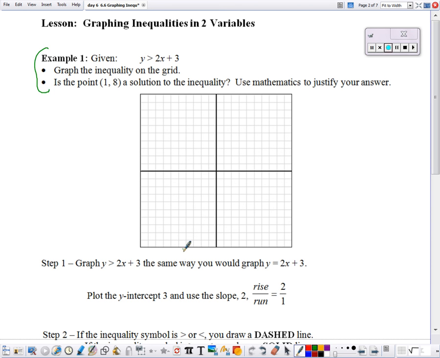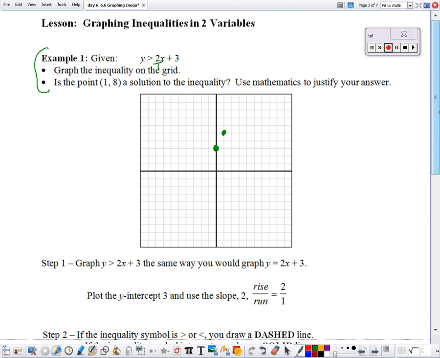We're going to graph just like normal, as if it was an equal sign. So I'm going to start at 3 and put a point. And then I'm going to move my slope up 2 and over 1.